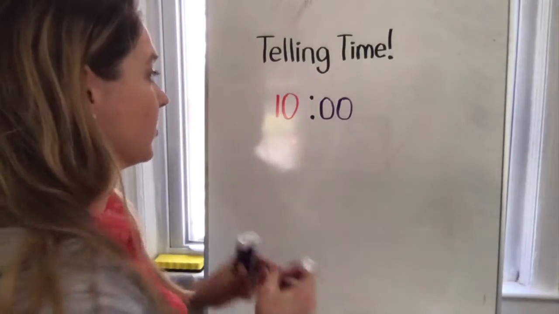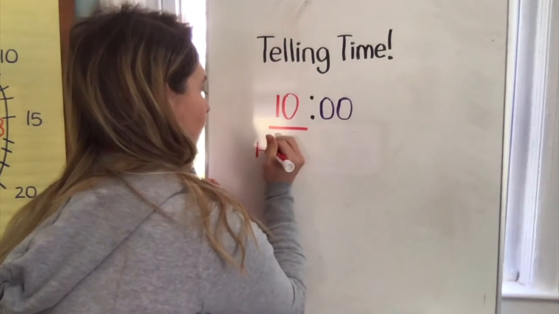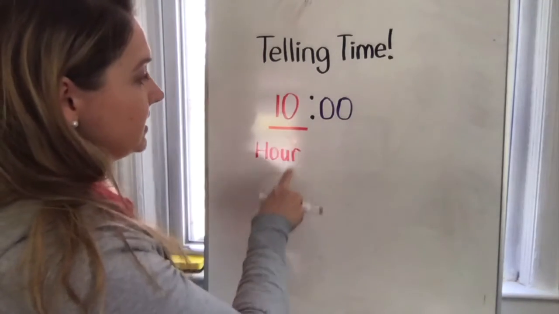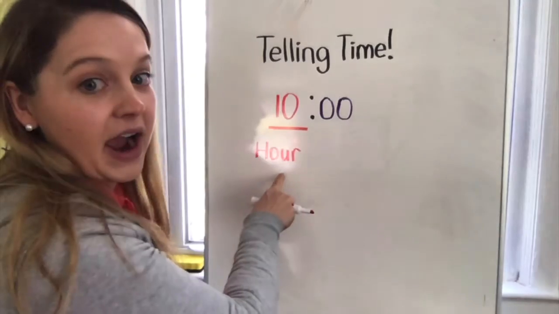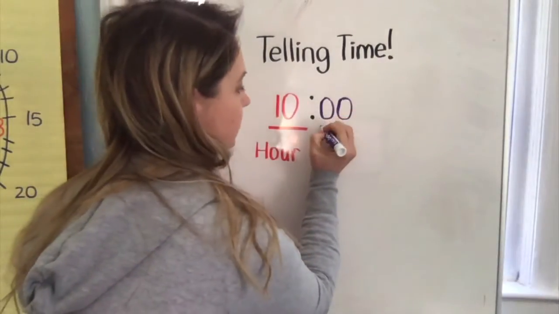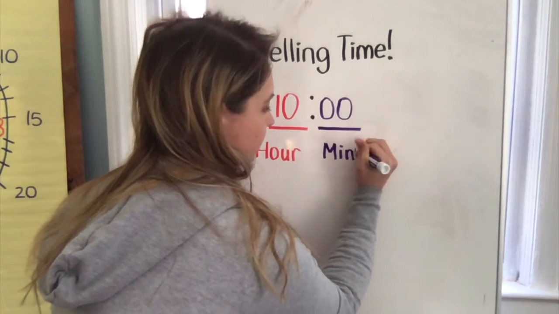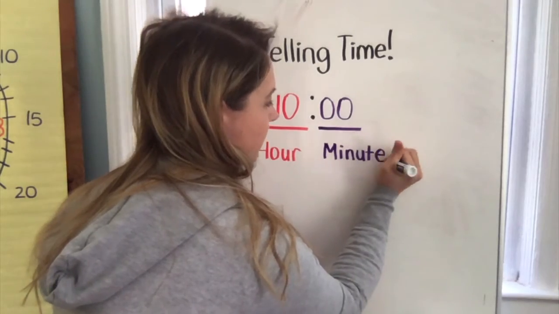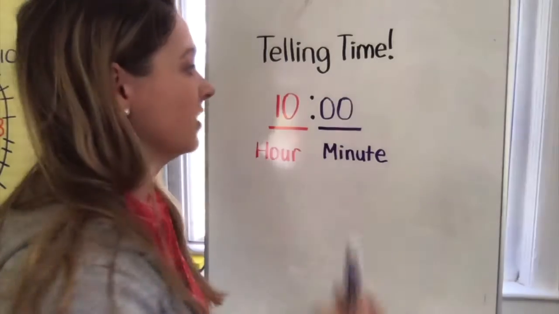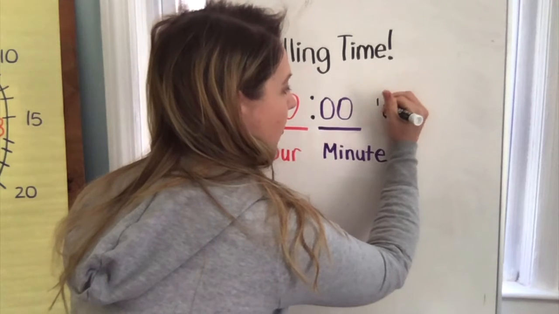The first number here in this clock shows the hour of the day. So in this time here, 10 is our hour. The purple number on the other side of the two dots shows the minute. When the minute says 00, like this example, that's when we use that fancy term and we say, o'clock.